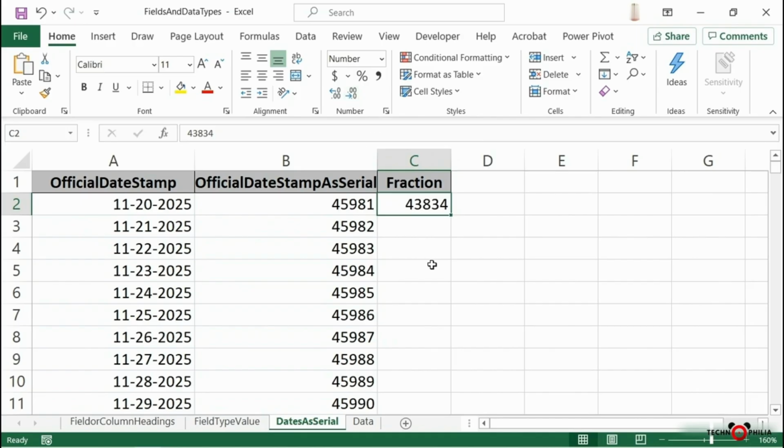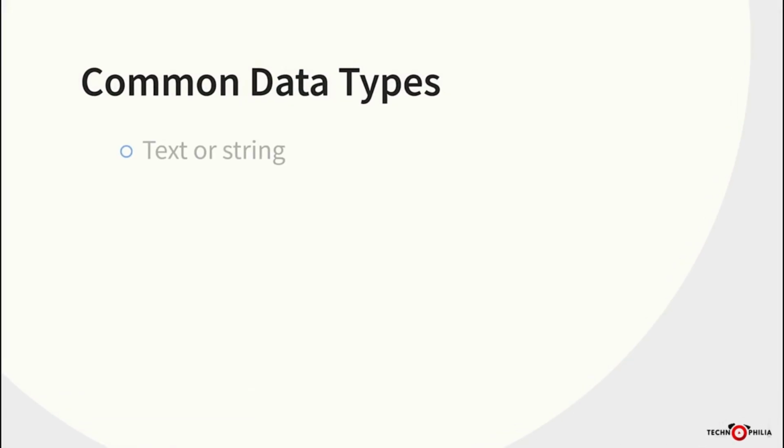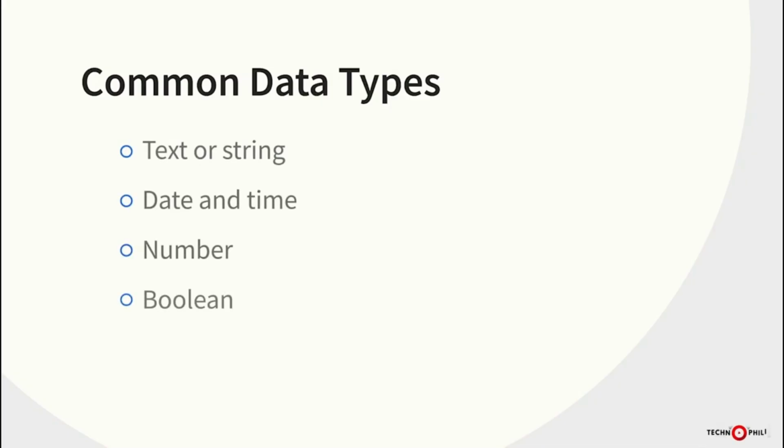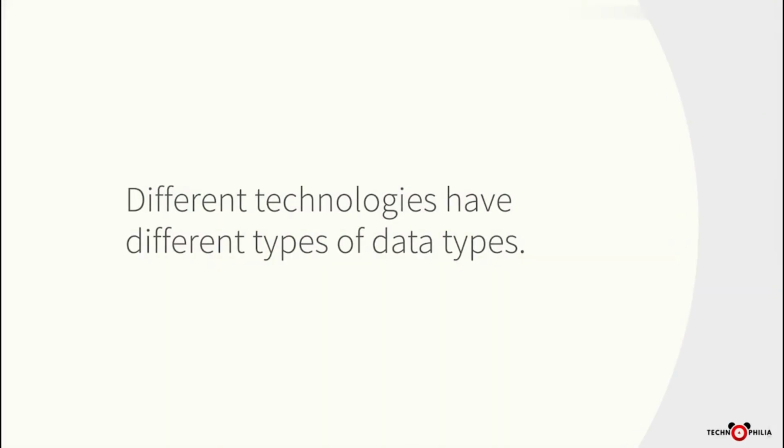Common data types that data analysts should know are text or string, date and time, numbers, and Boolean, which might look like a true or false. Yes or no. If you're working in programs like Microsoft Access, it's actually a -1 or 0, but in tools like SQL, it's 1 or 0. Different technologies have different types of data types.